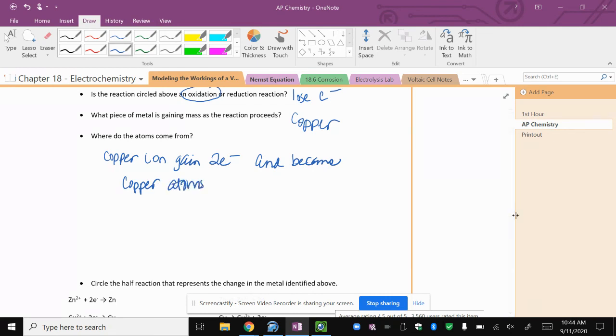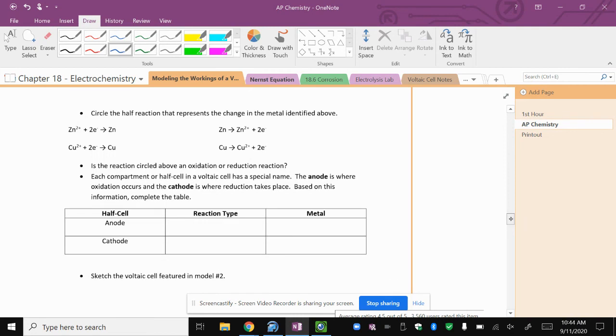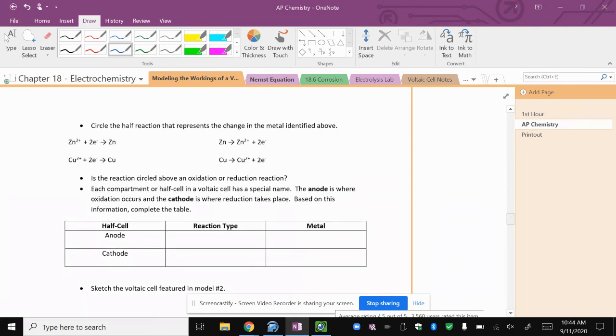Okay, so now we're going to look for the equation that shows us that we've made solid copper and we're gaining 2 electrons. So here's our correct equation. All right, so here we're gaining electrons. And whenever we gain electrons, this is reduction. So again, a review of what we know from chapter 4.